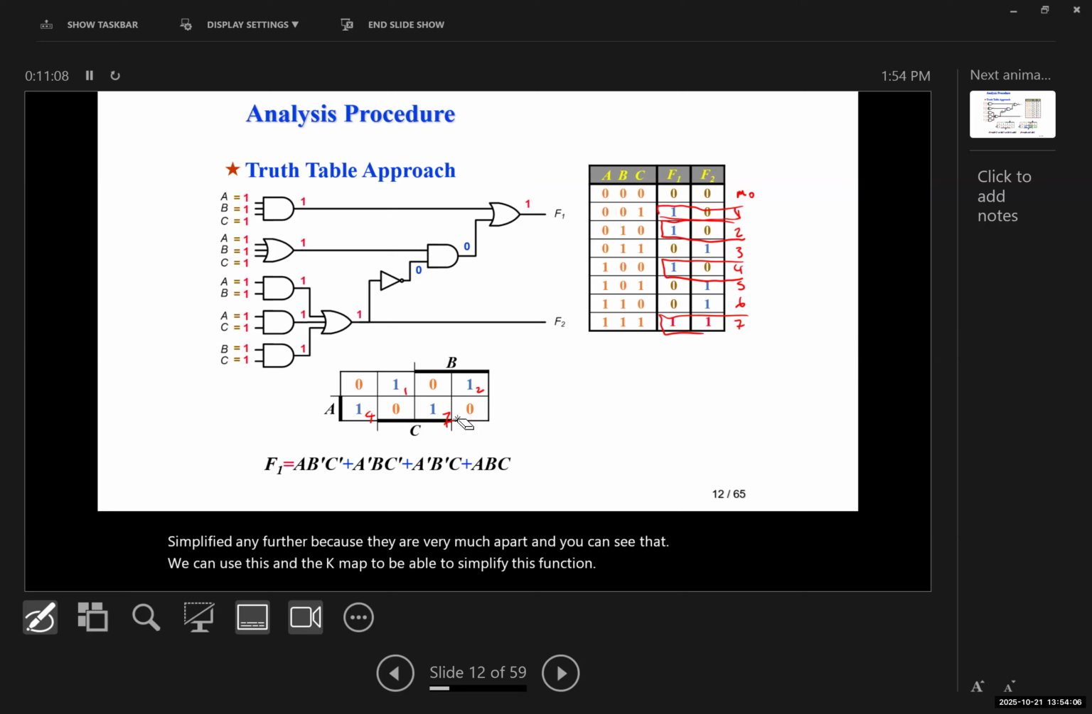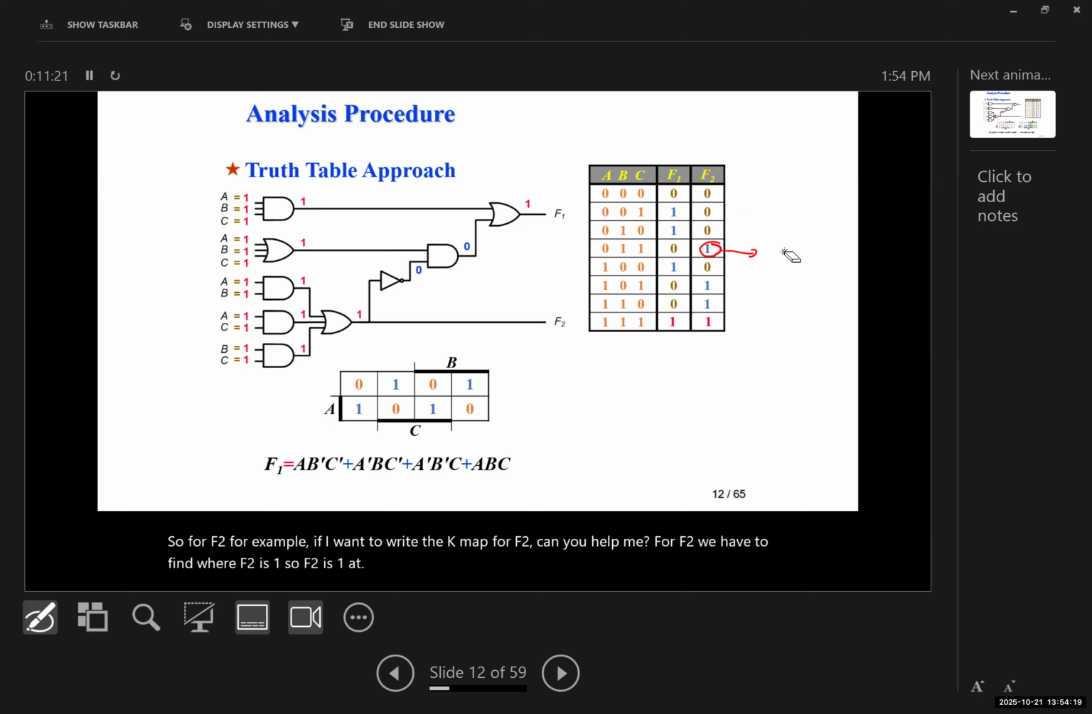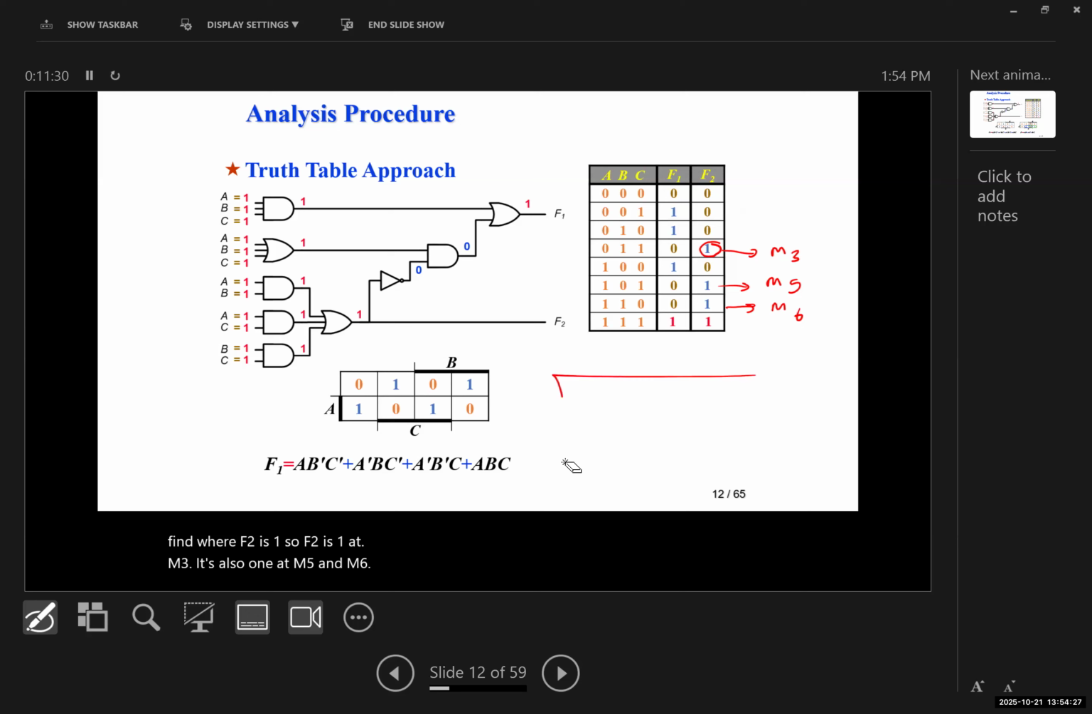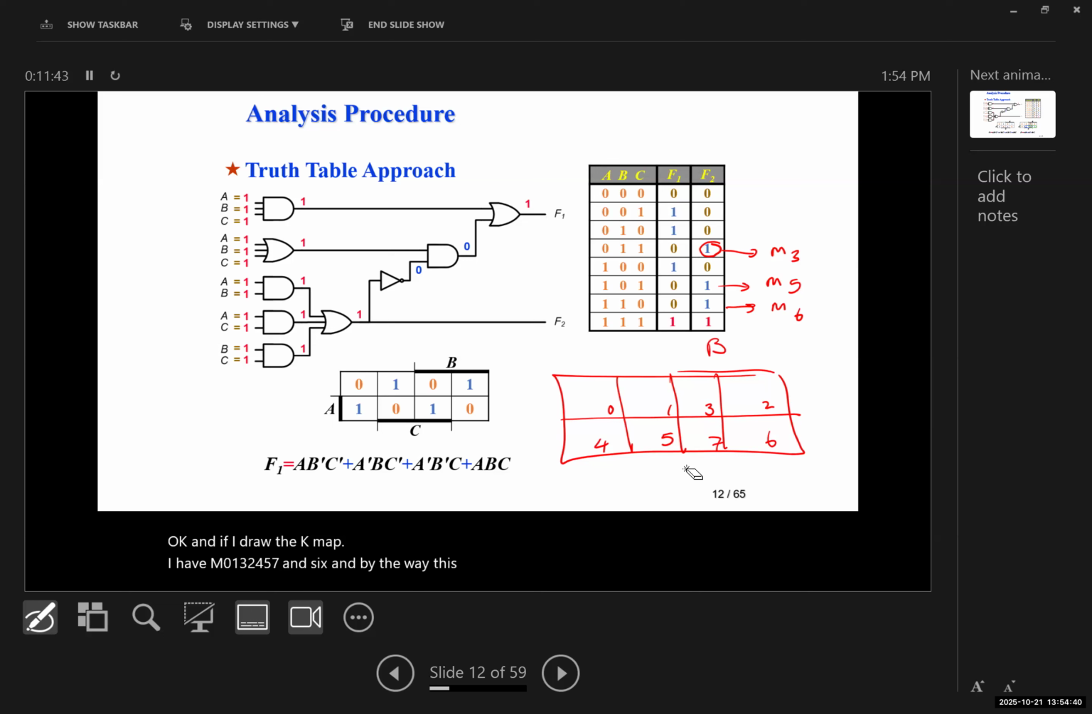So for F2, for example, if I want to write the K-map for F2, can you help me for F2? We have to find where F2 is 1. So F2 is 1 at M3. It's also 1 at M5 and M6. Okay? And if I draw the K-map, I have M0, 1, 3, 2, 4, 5, 7, and 6. And by the way, this is B, C, and A.